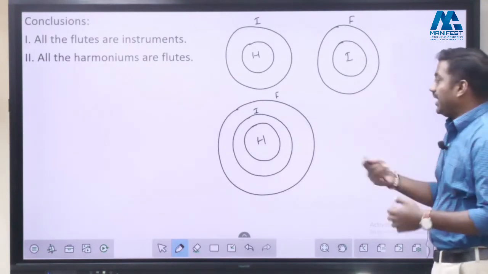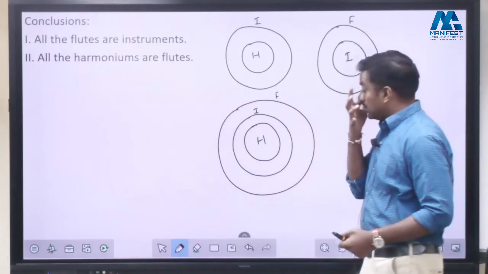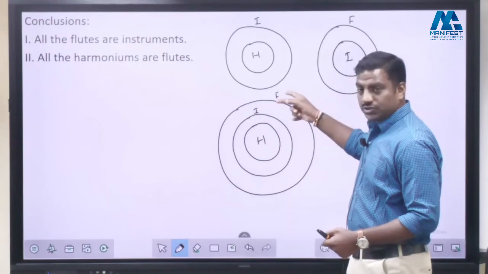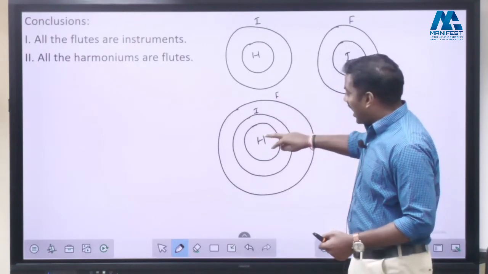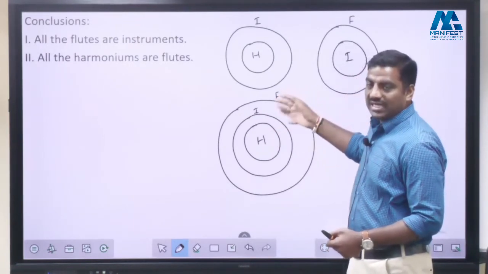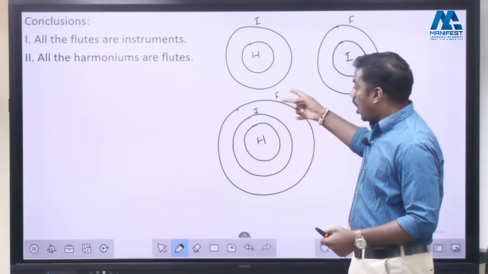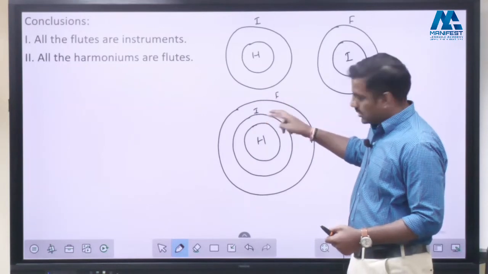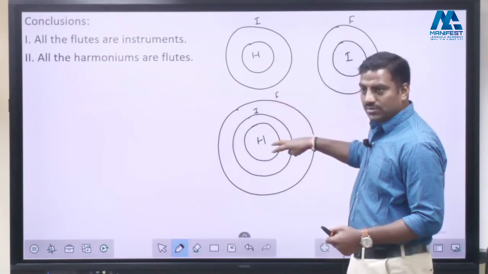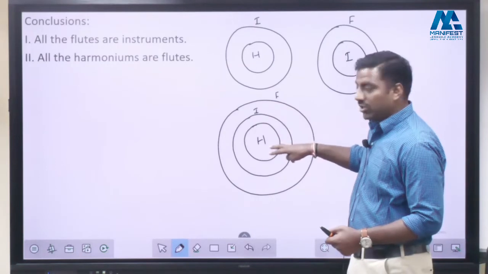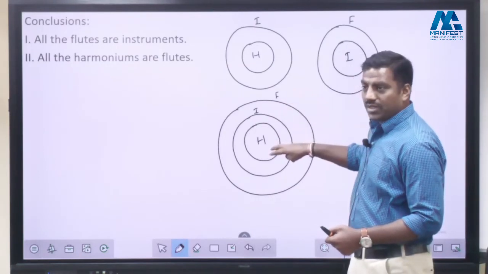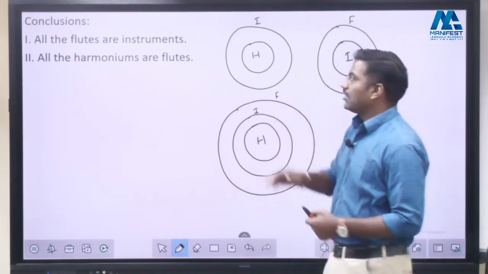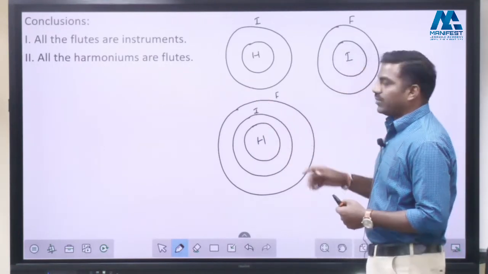Okay. Now how do you read the conclusions? All harmoniums are instruments. All instruments are flutes. Similarly, all harmoniums are flutes. Then come in a reverse way. All flutes are instruments? Only some flutes are instruments. All instruments are harmoniums? Only some instruments are harmoniums. All flutes are harmoniums? No, only some flutes are harmoniums. Now look at the conclusions. All the flutes are instruments.